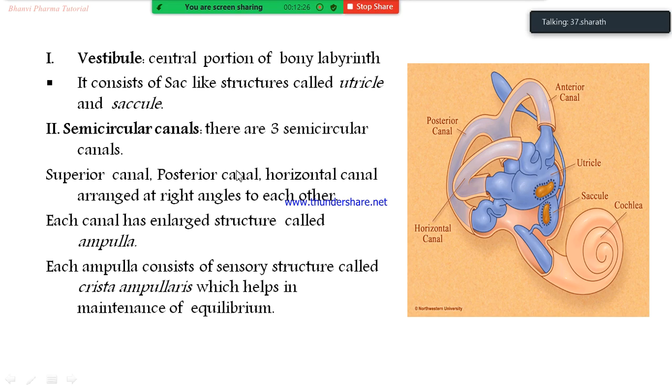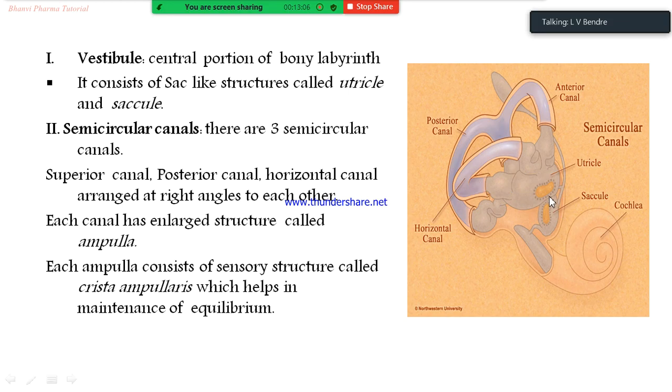Next, the first one is the vestibule. The vestibule is the central portion of the bony labyrinth. You see the diagram, it is an animated diagram. This is the vestibule. It consists of sac-like structures called the utricle and saccule. You see the diagram. This is the utricle and saccule, these are the sac-like structures.